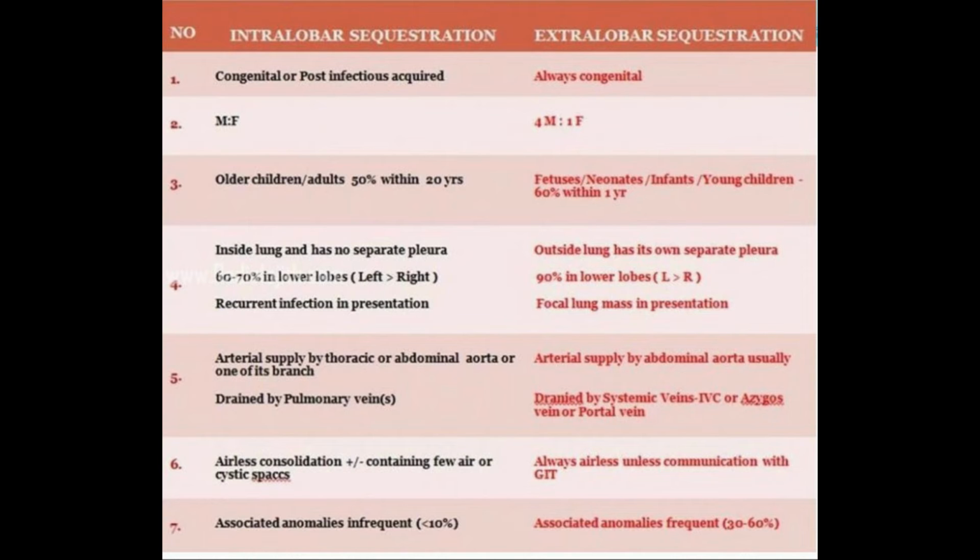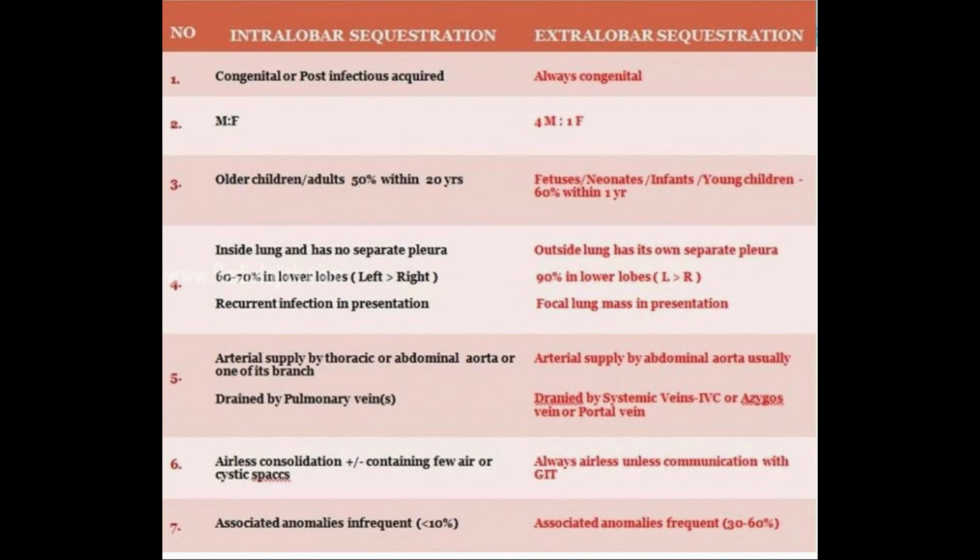Usually intralobar sequestration means inside lung and has no separate pleura, and most of the time, almost 75%, it is in the lower lobes, with left being more affected than right, and recurrent infection is the presentation. Arterial supply is usually by thoracic or abdominal aorta, as in this case thoracoabdominal aorta, or one of its branches, and it is always drained by pulmonary vein or veins. What we have got is airless consolidation with or without few air or cystic spaces, and intralobar sequestration usually doesn't have associated anomalies, which is less than 10%.